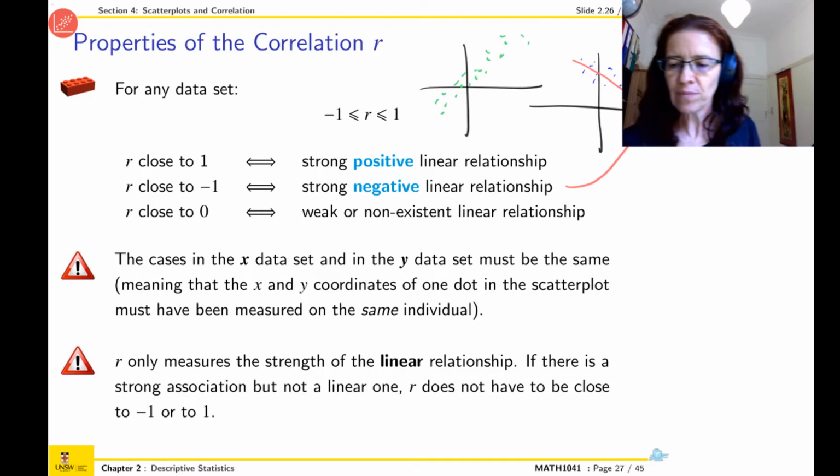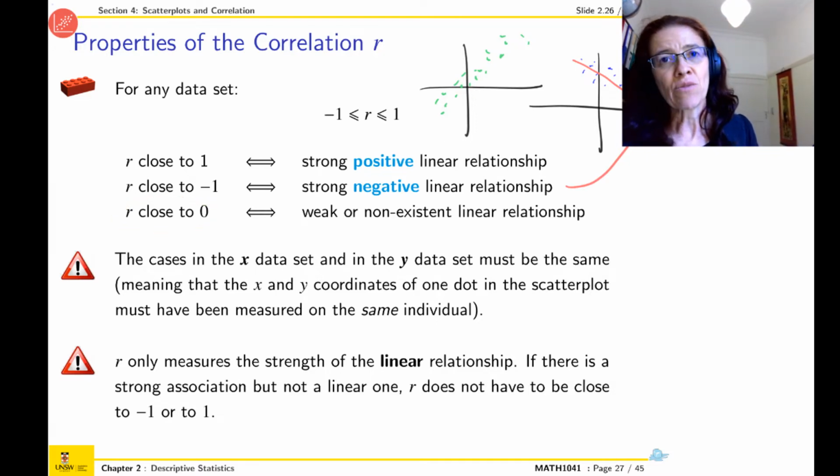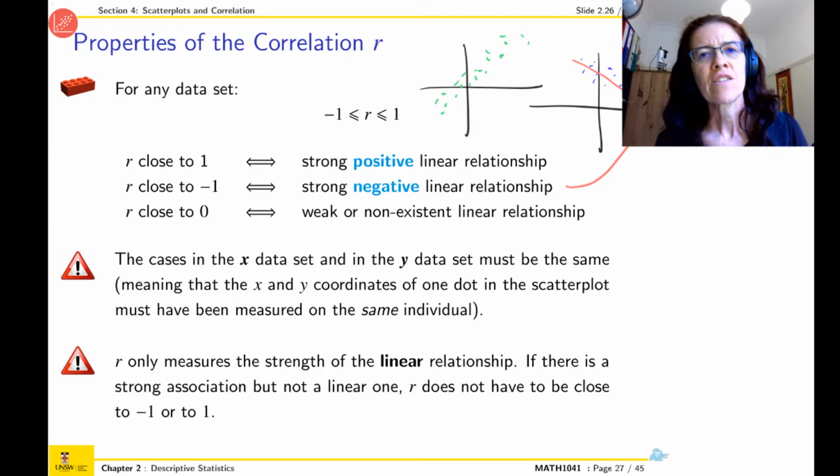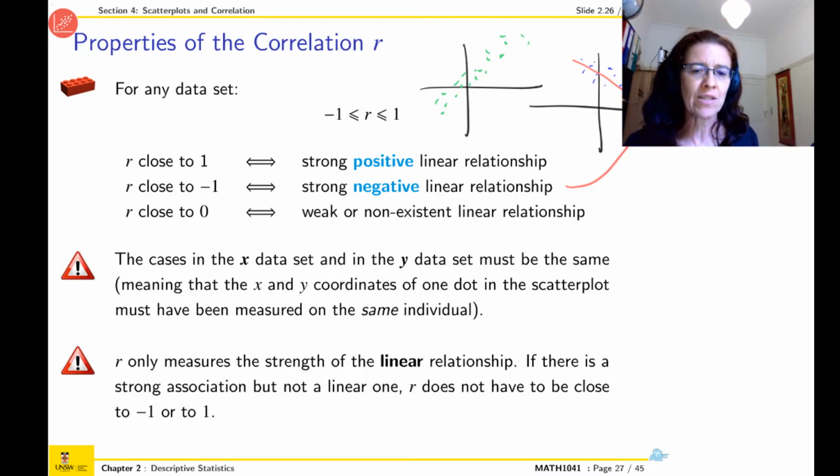Something like that. Now, if R is close to 0, it means the linear relationship is weak or non-existent. What you can see is R only tells you about linear relationship. If you're interested in non-linear relationship, well, bad luck, you used the wrong tool. It doesn't tell you anything. So if you see something on the scatterplot that's not linear, you can put the correlation in the bin right away. You need something else.